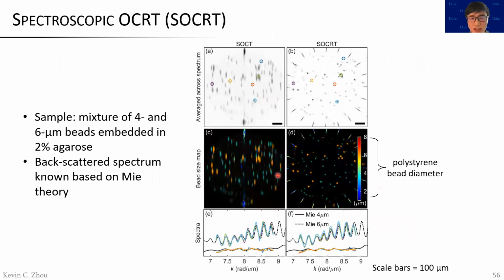We demonstrated SOCRT on a mixture of 4 and 6 micron diameter beads embedded in 2% agarose. We chose these beads because we know what the expected backscattered spectrum would be based on Mie theory.